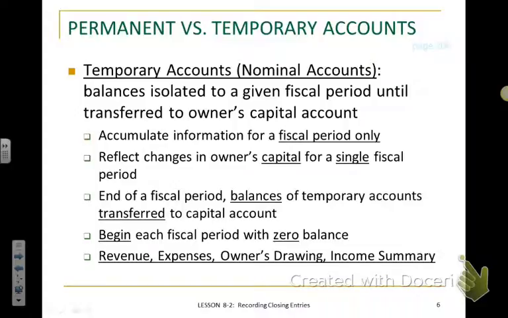Your typical temporary accounts are any of your revenues, your expenses, or your owner's drawing account. So, think about it again for you guys.